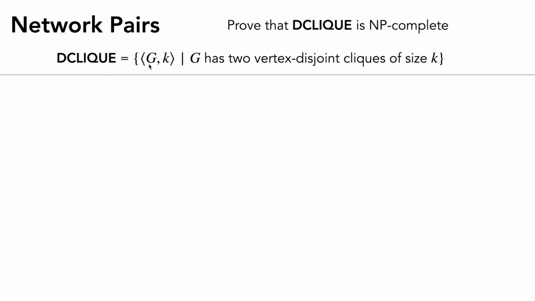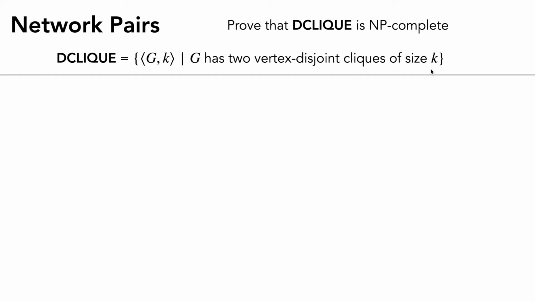Prove that the language d-clique is NP-complete. The language d-clique consists of a graph G and a positive natural number k, such that G has two vertex disjoint cliques of size k.